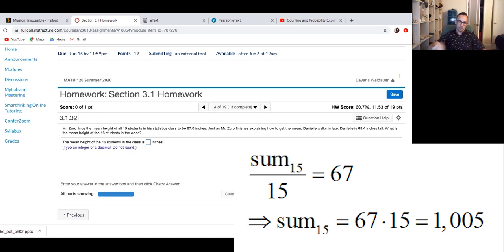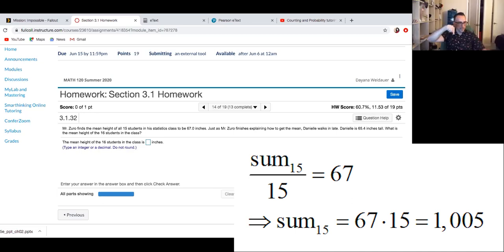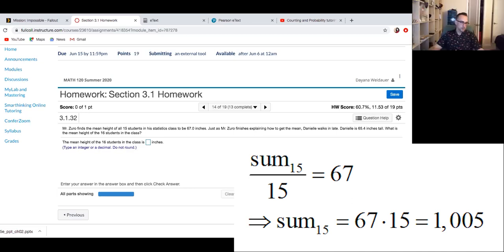Are you writing this down? Yes. Then you multiply both sides by 15. The 15s cancel, so you have sum equals 67 times 15, which is 1005. That's the first step of the question.